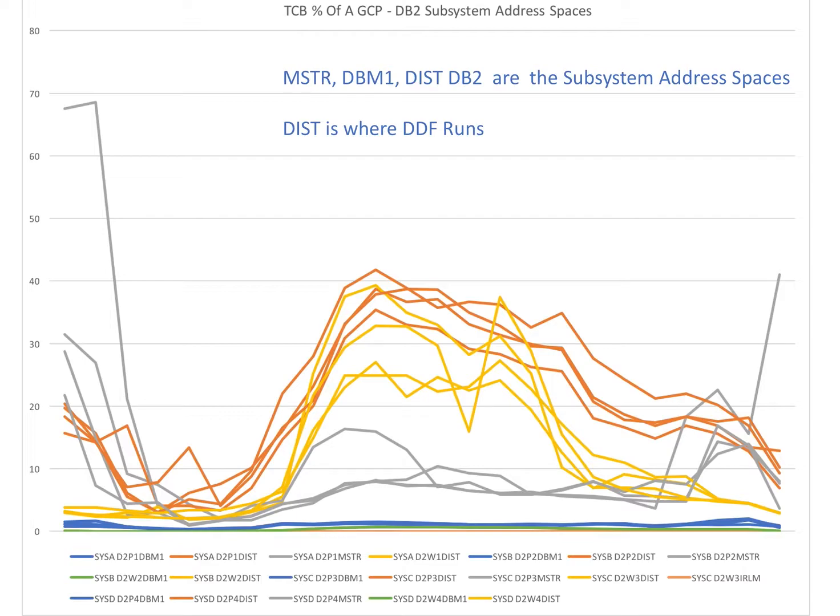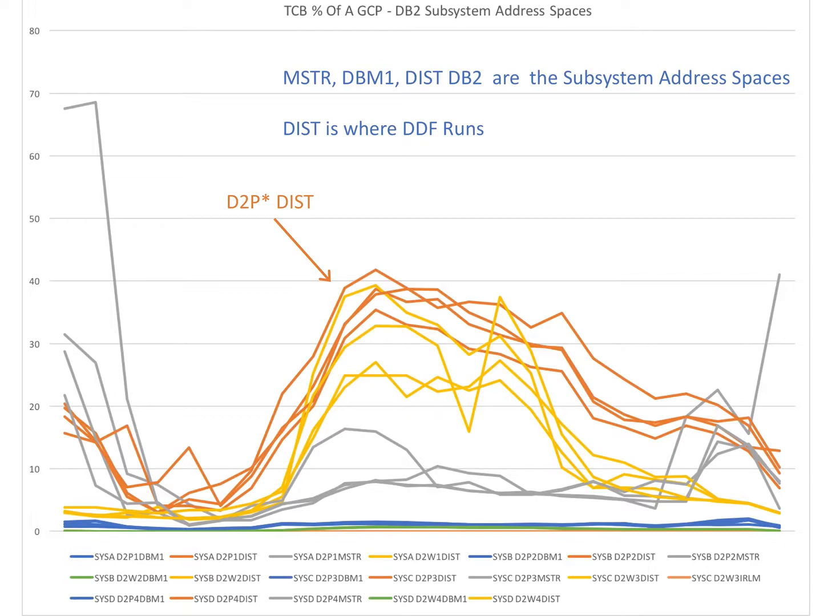Now dist is where the DDF work runs, and what I've done here is I've color-coded the 2 data sharing groups' dist address spaces and also DBM1 address spaces. So you can't see the individual subsystems by name necessarily, but you can see the gist across the group. So the orangey red ones are the D2P dists.